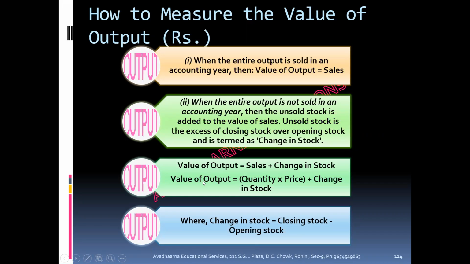Or the other formula for calculating the value of output: how will we get the sales figure? If we multiply the quantity sold by the price per unit, we are going to get the value of total sales. Total sales plus change in stock is going to give us the value of output.